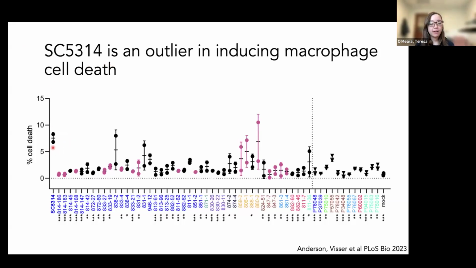What we see is that SC5314 is the only strain that induces a significant amount of cell death. All of our commensal isolates look very similar to our mock infection, and even a set of clinical isolates from bloodstream infections, the ones with the P numbers, also don't induce a significant amount of cell death. So it's potentially something interesting and unusual about SC5314, and some of the things that we think of as inflammatory might be attributable only to this one particular strain.